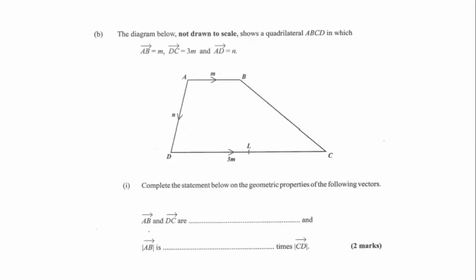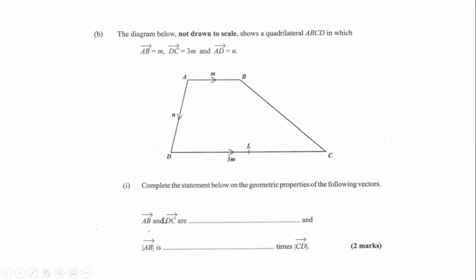Part B now says the diagram below, not drawn to scale, shows a quadrilateral ABCD, in which the magnitude AB is equal to M, DC is 3M, and AD is N. So AB right here is M, DC is 3M, and AD is N. And it says complete the statement below on the geometric properties of the following vectors.